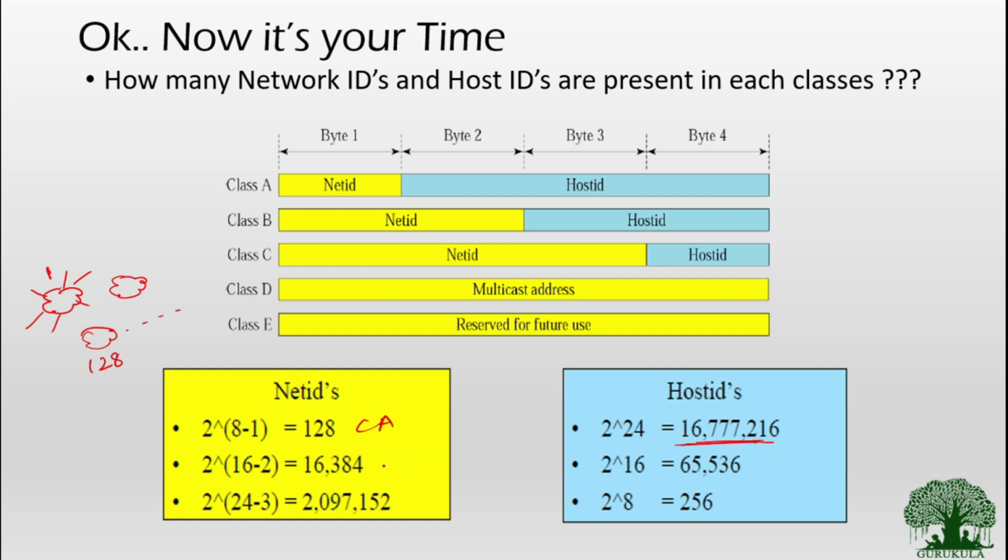As far as class B is concerned, you will have around 16,000 in net ID, and the host ID count is around 65,000. For class C, you have comparatively more bits in the network part, so you can create more networks in class C, and you have fewer host IDs, only 256 addresses for the host ID. So that is what we call the net ID and the host ID. Depending upon the requirement and the organization, I can choose which class of addresses I will use for my system.